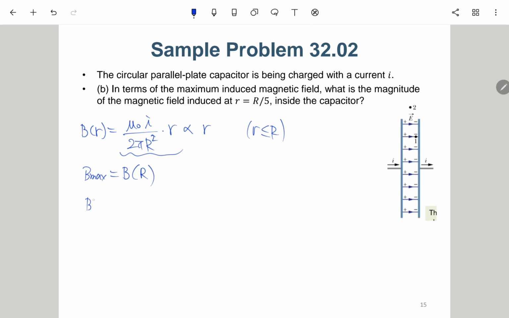So in such a way, B of R over 5 over B max will be B of R over 5 over B of R. So it will be nothing but 1/5, because this is proportional to r and this is proportional to R, so this is proportional to R over 5 over R, so it is 1/5. So which means B of R over 5 will be 1/5 of B max.